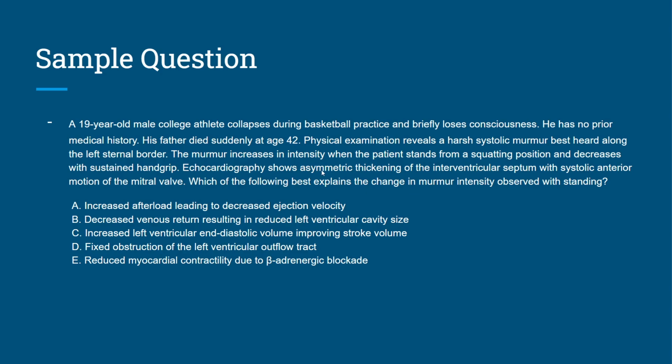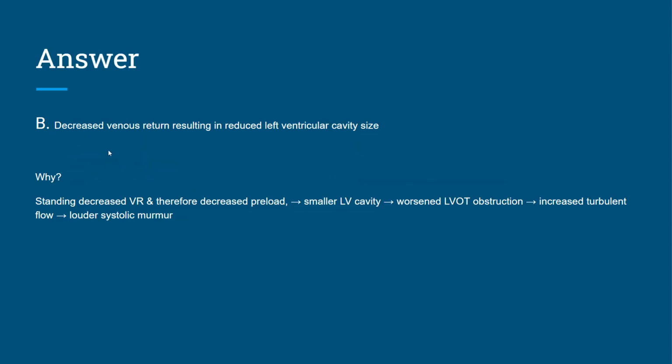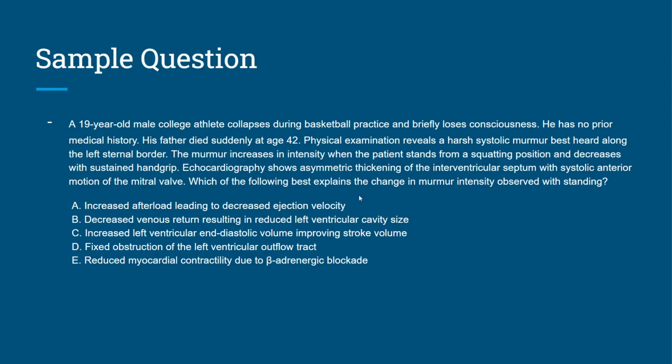Okay. So the answer is going to be B, and it's because this patient has hypertrophic obstructive cardiomyopathy. This patient has HOCM, obviously, and as I mentioned, standing makes the murmur louder because standing decreases the venous return, which decreases the preload, which causes a smaller left ventricular cavity, and a smaller left ventricular cavity causes a worse left ventricular outflow tract obstruction, which causes an increase in turbulent flow, causing a louder systolic murmur.